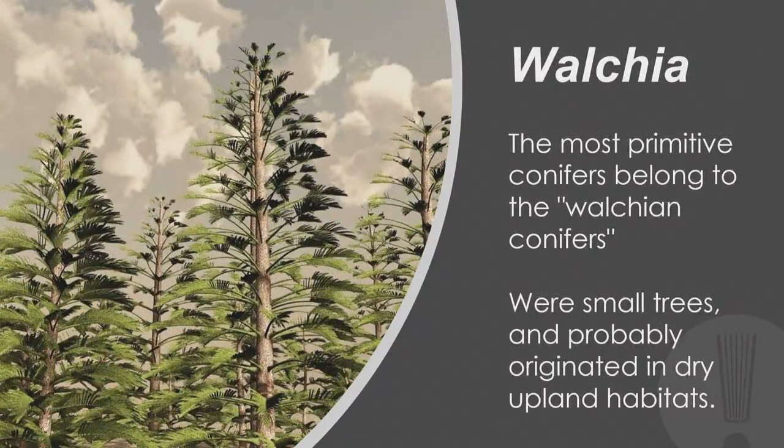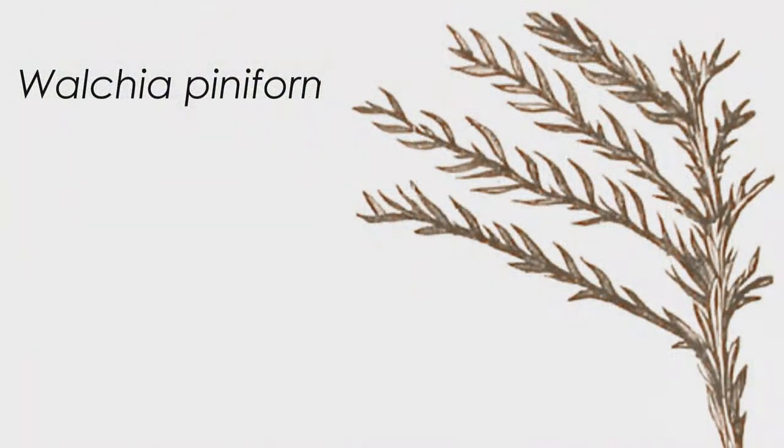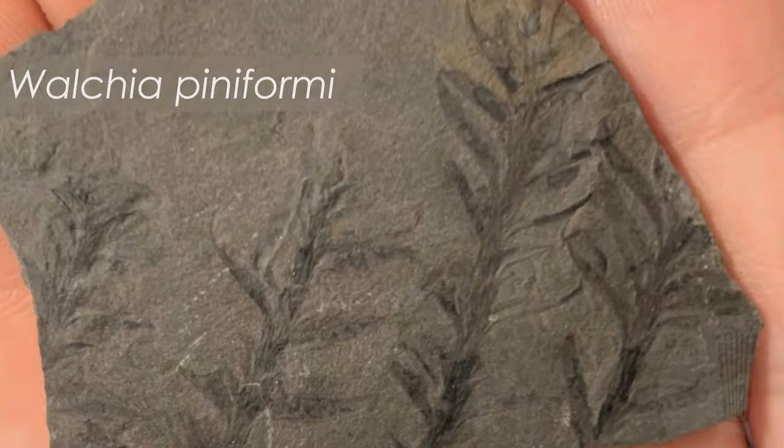This is the most primitive conifer, the Walchian conifers. These are small trees and probably originated in dry upland habitats. This is one advantage that seed plants had over spore-bearing plants: they were better adapted to drier environments. So here's a drawing or reconstruction of Walchia. It should be piniformis. I misspelled that one there, of what that looked like. And here's a fossil specimen. Came from France.